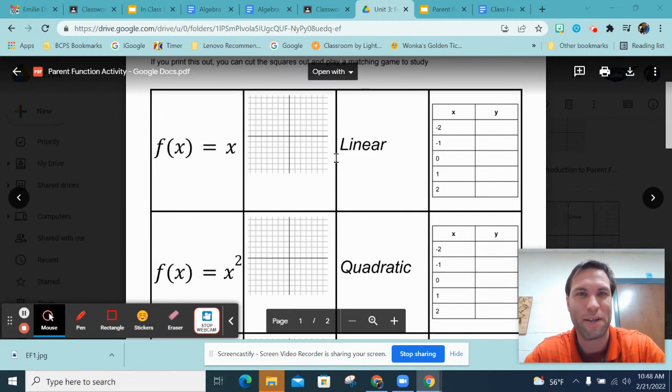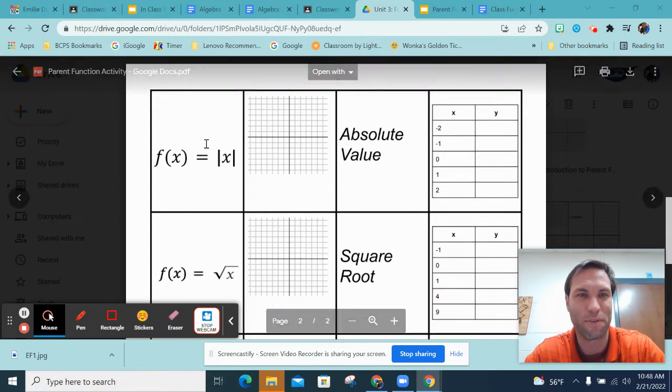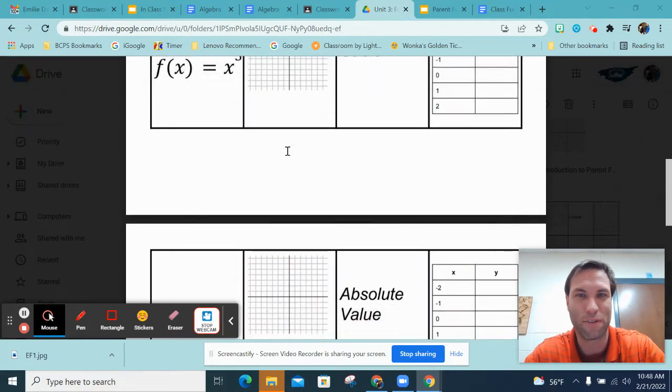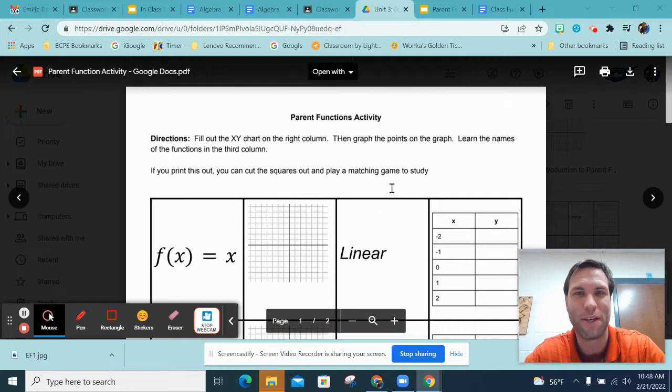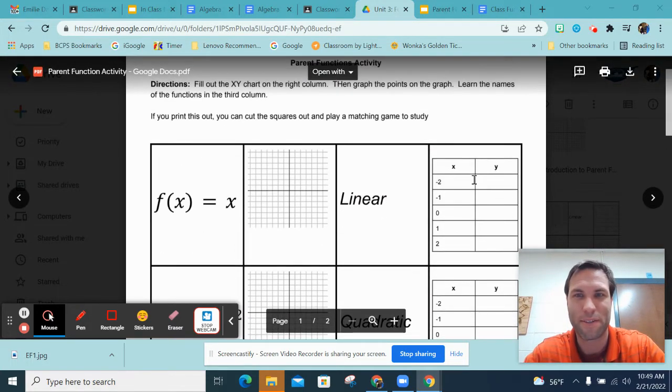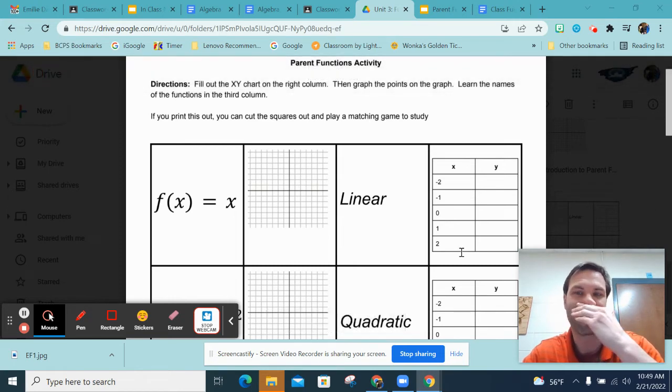And I give you the name. So this is the equation down the first column, and then there's a coordinate plane to graph on in the second column. I give you the name in the third column, and then there's the XY table in the fourth column. So you guys are going to fill in the XY.